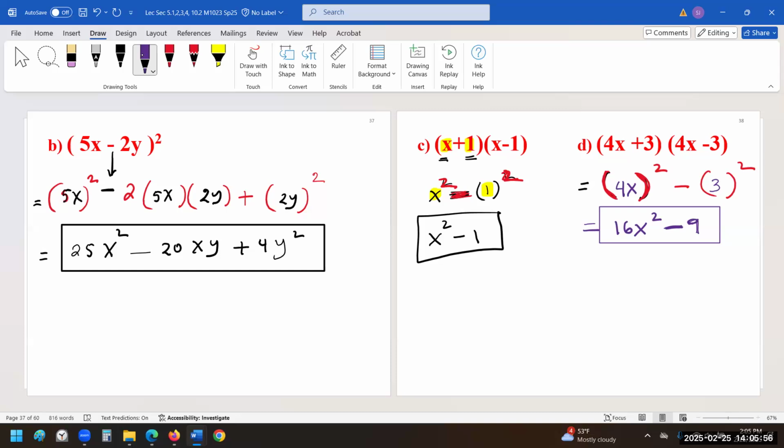5 times 2 is 10. 10 times 2, so the numbers give you 20. And then x times y, simply xy, right? What's the right answer?